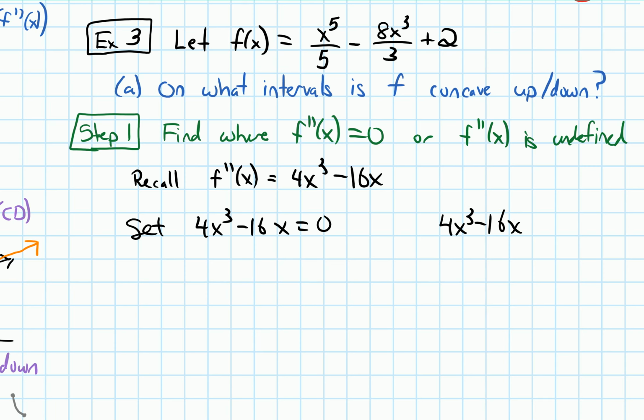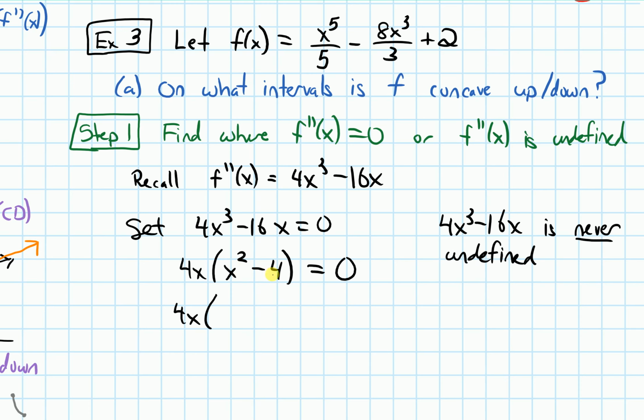I can factor a 4x out of both terms. And when I do that, from the first term, I'm left with x squared. From the next term, I'm left with minus 4. And this equals 0. And now x squared minus 4 is the difference of squares. So that factors. I got 4x, and this becomes x minus 2 times x plus 2. That's using difference of squares. Equals 0.